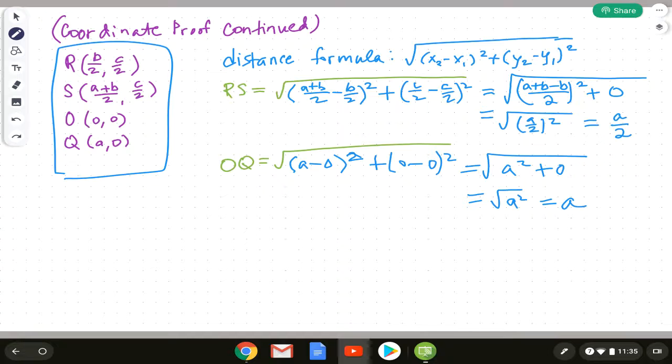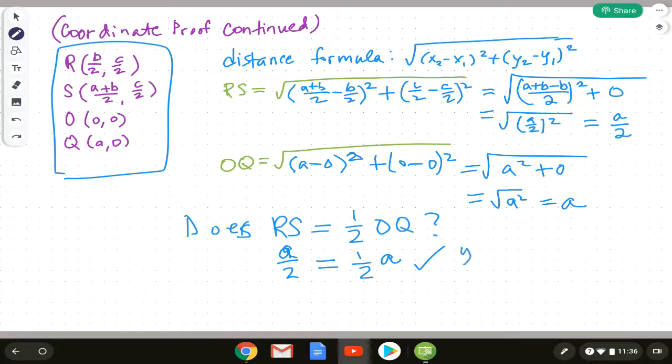Now I'm asking myself, does the length of RS equal 1/2 the length of OQ? So if I put in what I got, a over 2 was what RS was. Is that equal to 1/2 times a, which is what I got for OQ? And the answer is yes. So I've proved my second point.